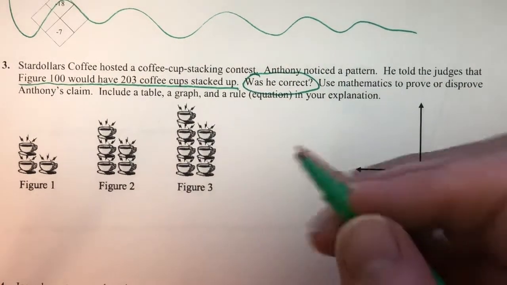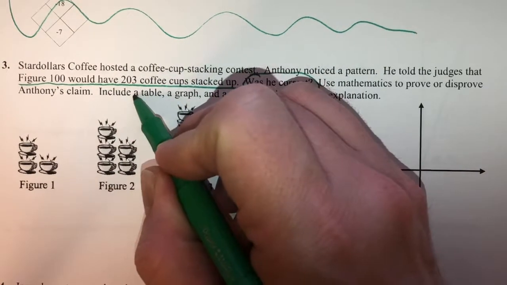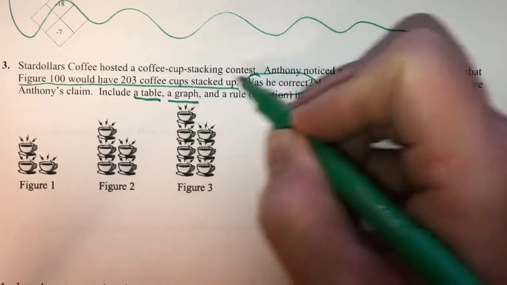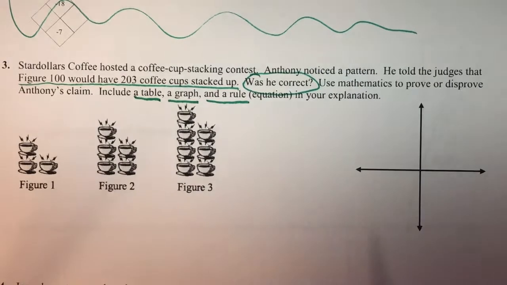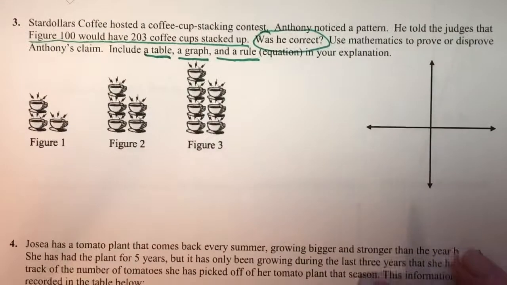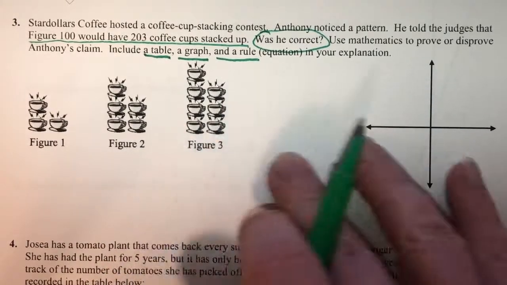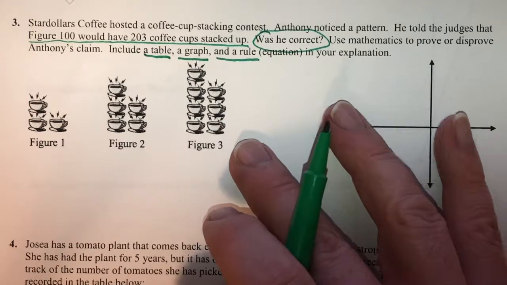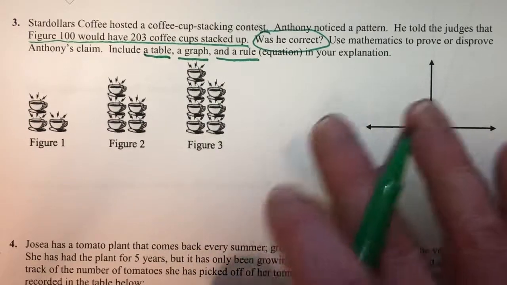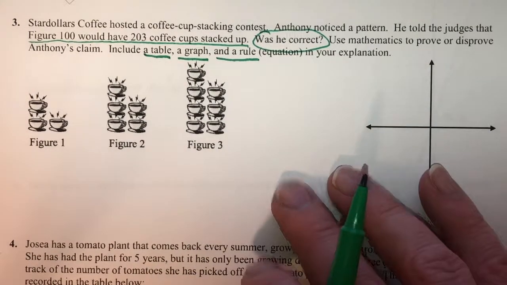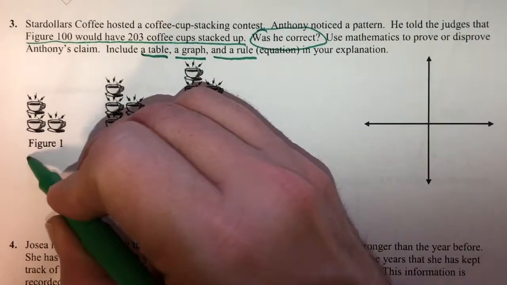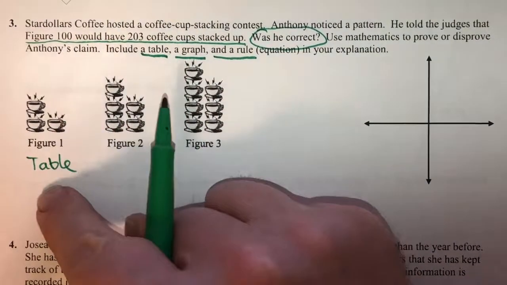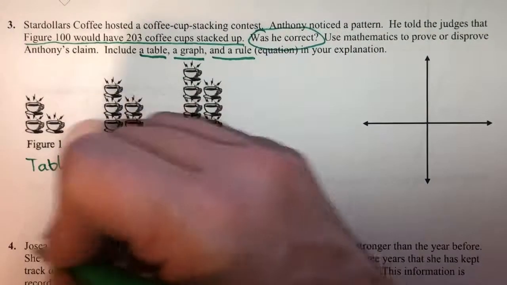In this question, I need to include a table, a graph, and a rule. So I need all three of those somewhere in my work. If you feel like this is not enough space to show all of your work, then you'll want to go ahead and attach a piece of paper to show that so that everything is complete. So I'm going to put a table. So I'll write table. I'll put that there in a second.